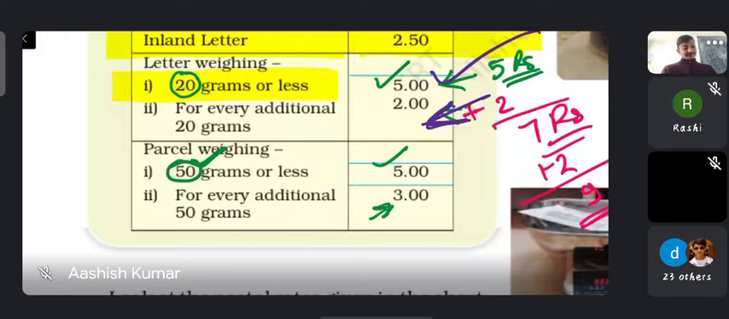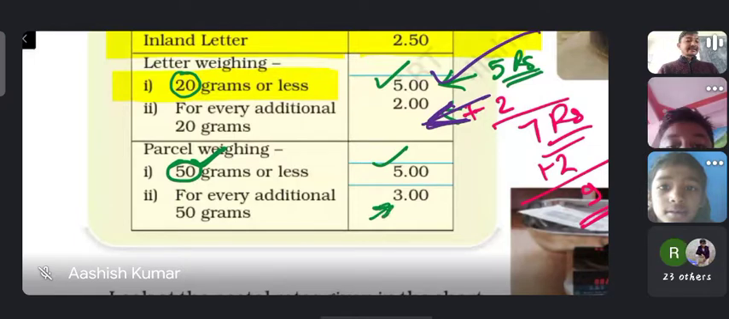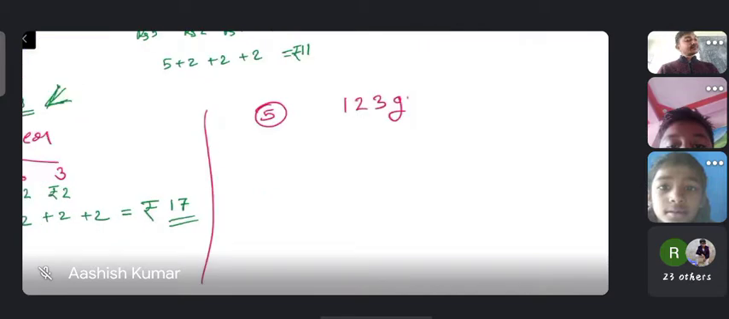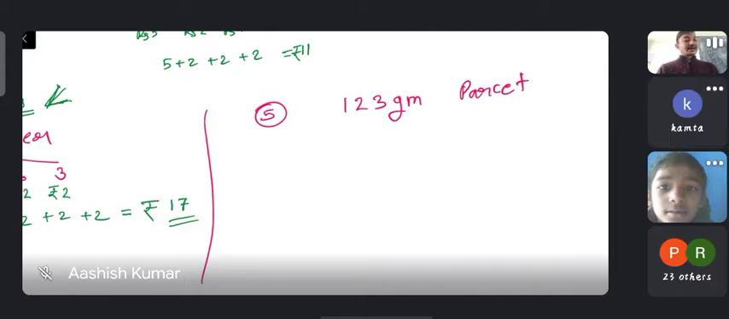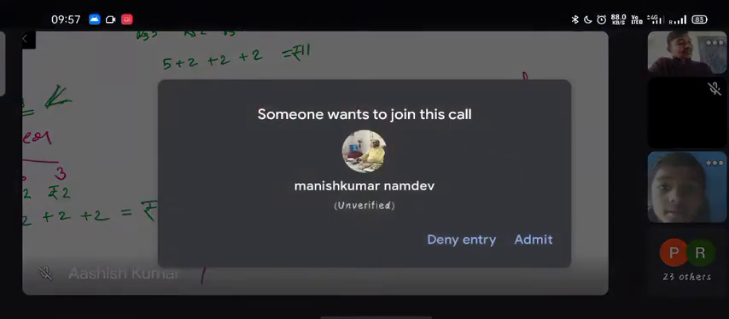So here it is letter. But if it is a parcel, we have to send a parcel of 123 gram. Then what do we have to pay for a 123 gram parcel?